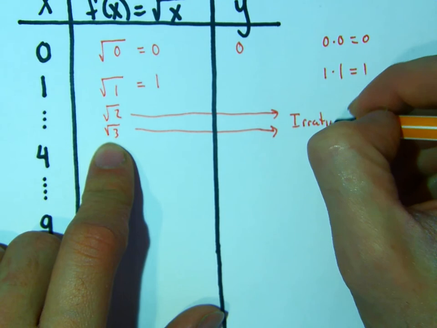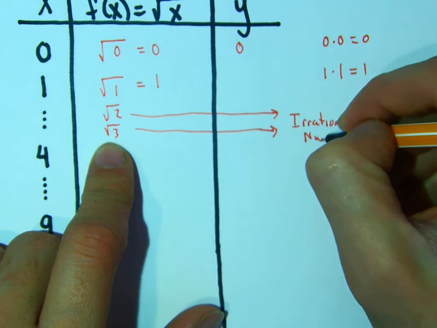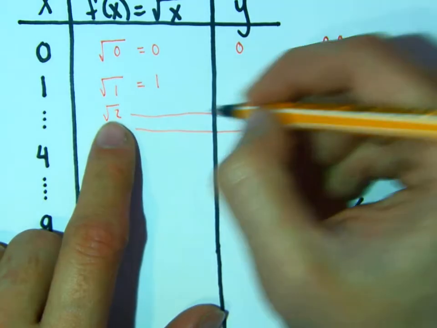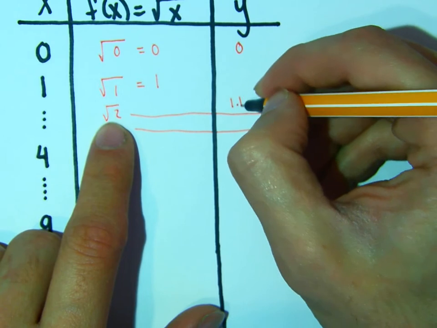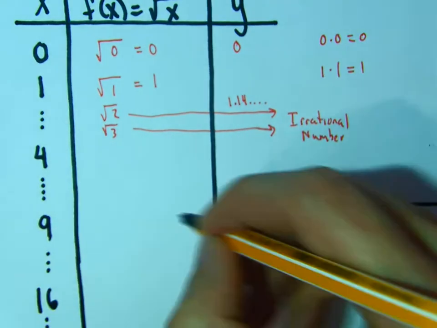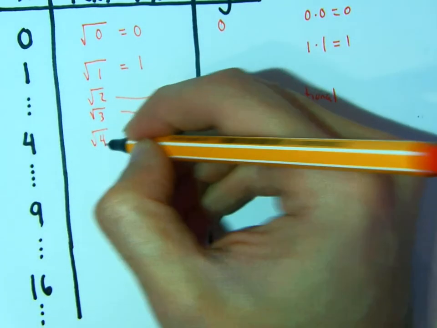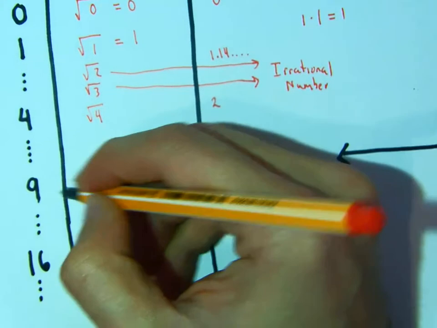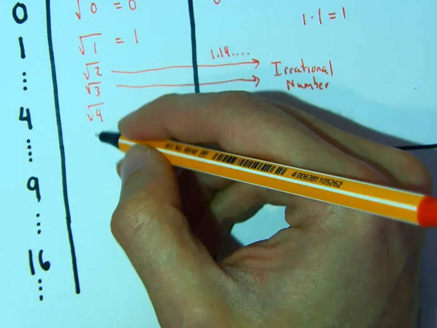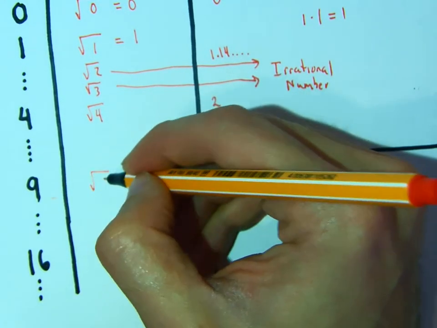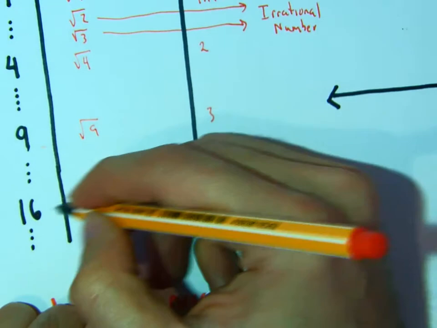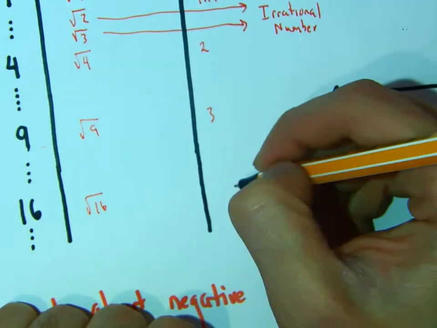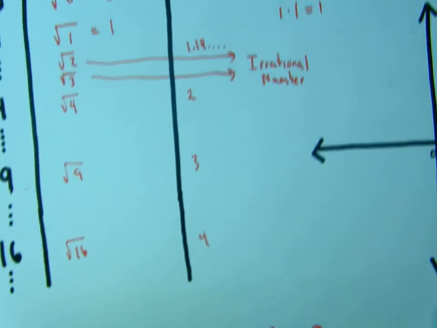Irrational numbers, right? So for here, I skipped the irrational numbers, but the idea is what is the square root of 2? It's like 1.41, and so on. So then here the idea is square root of 4 is 2, square root of, and notice how I skip in between. Square root of 9 is 3, square root of 16 is 4, and these are our points.